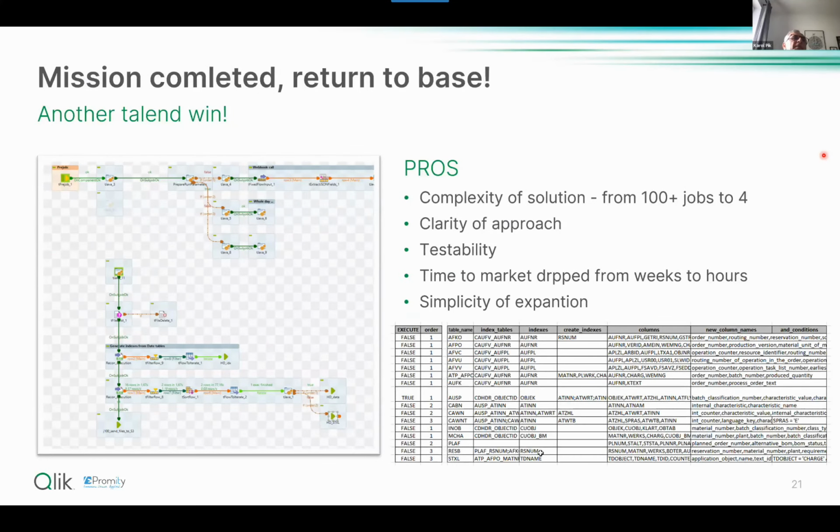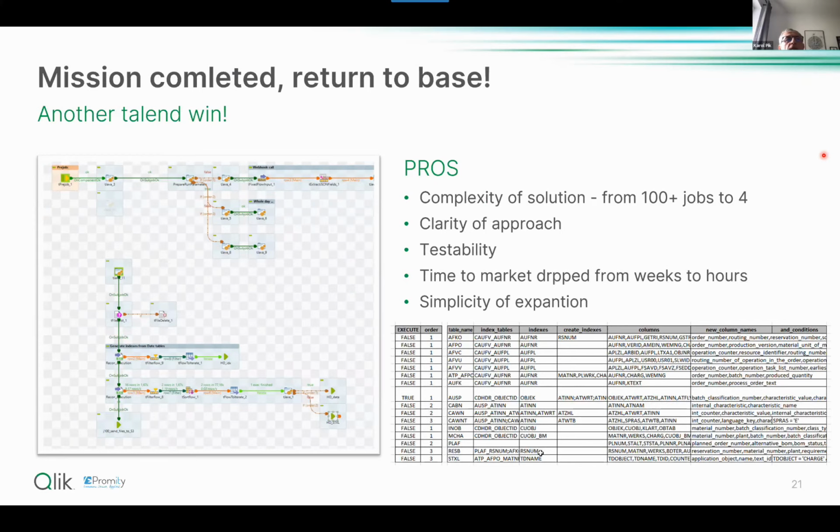From the customer perspective, that was a real win. What they found, first of all, was the reduced complexity of the solution. From 100 plus jobs, we've been able to decrease the number to 4. Then the clarity of the approach. Here we know exactly what is executed when, after what, and why.